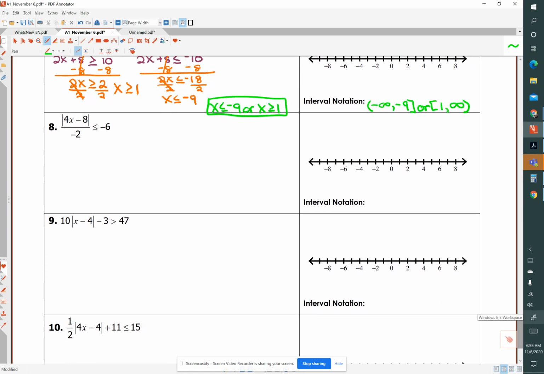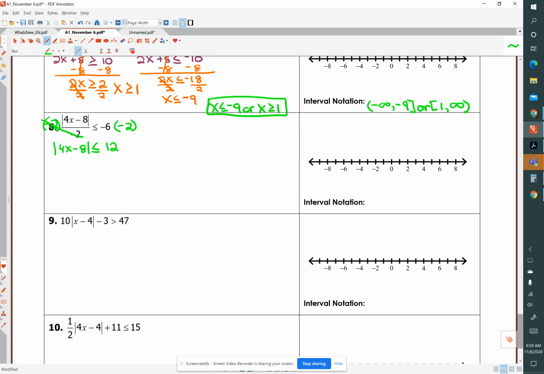Okay, number 8. So we have a fraction in our absolute value. All we need to do is multiply both sides of the inequality by negative 2 so that we can isolate the absolute value term. So now we have the absolute value of 4x minus 8 is less than or equal to negative 6 times negative 2, which is a positive 12.